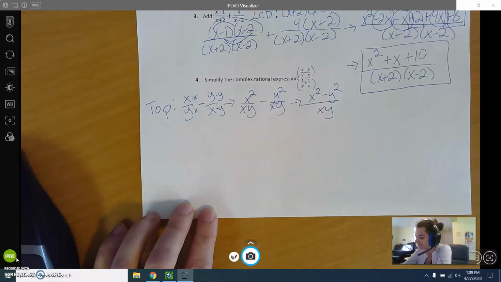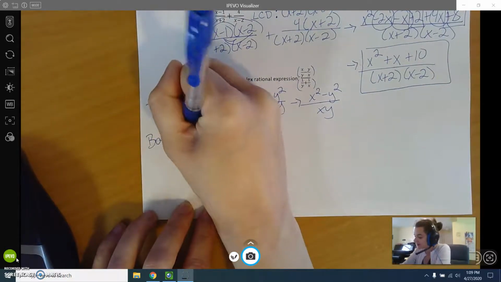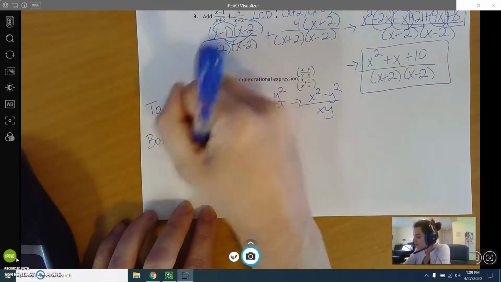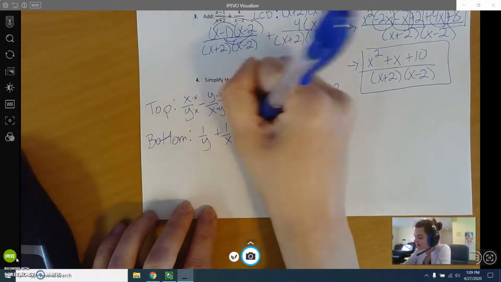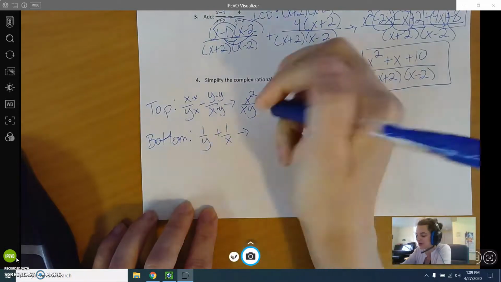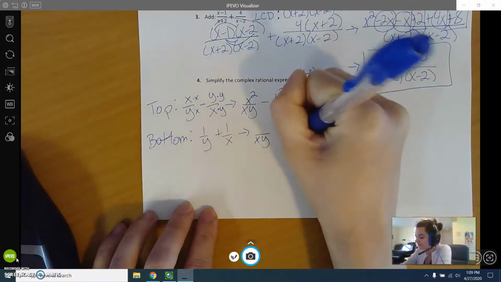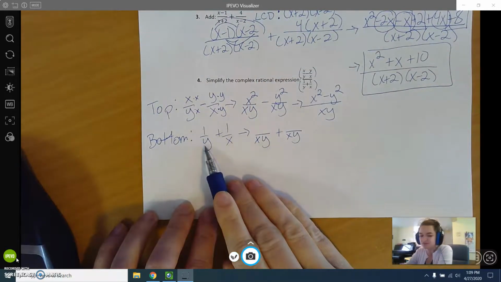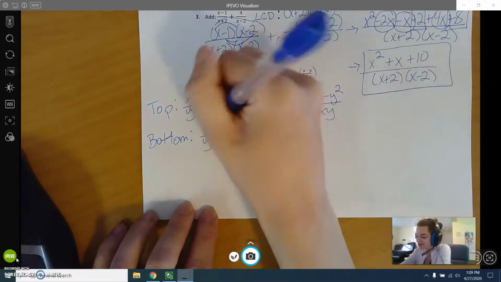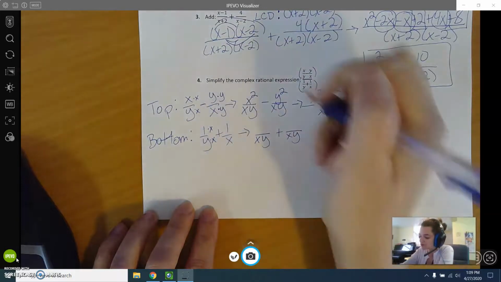Let's look at the bottom. So the bottom part starts out as 1 over y plus 1 over x. And again, my denominators are y and x, so my least common denominator would be xy. My first one is missing an x. It has a y, so I'm going to multiply it in. So I'm going to multiply by x over x. So 1 times x would just be x.